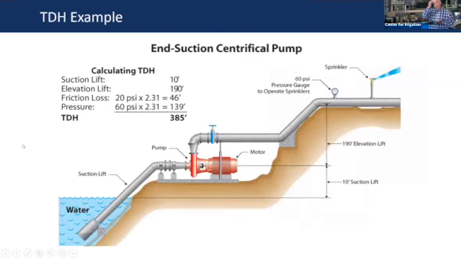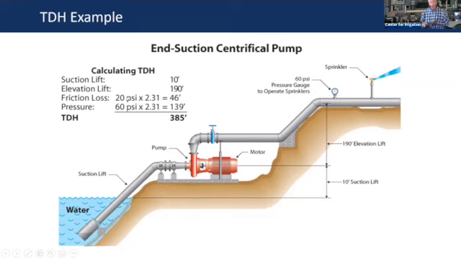So here's an example of that same diagram we showed before, but now we've thrown some numbers on it. Let's say we have a 10-foot suction lift. We have to have a suction lift till we get it up to the center line of the pump. And then let's say we're lifting it an elevation lift of 190 feet. So that would be the 10 foot of suction lift here, 190 feet of elevation lift. Now we've lifted the water 200 feet.